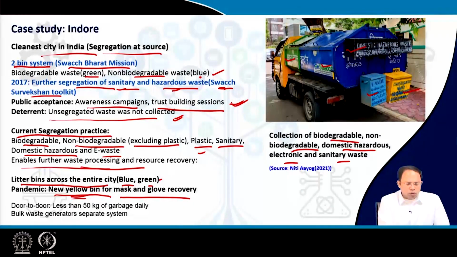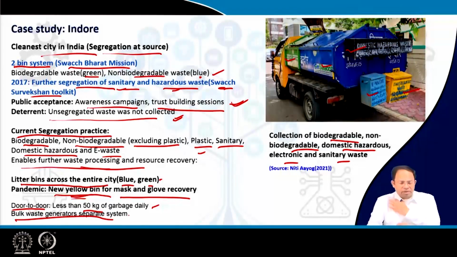Over here, a door-to-door collection system is employed when garbage is less than 50 kilograms, and for the rest, the bulk waste generators, a separate system is followed. That means door-to-door collection is done by the primary collection system, and this is for generators who generate less than 50 kilograms of garbage per day. For other generators, instead of 100, they are considering 50. For bulk waste generators, they are proposing a separate system for collection.